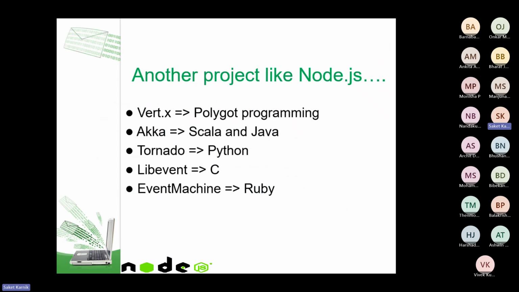There were some other projects also available like Node.js. Some of them might be available even today. So Vert.x, which was based on polyglot programming. Then Akka, which was based on Scala and Java. Tornado, which was completely driven by Python language. LibEvent, which was based on C language. Event Machine, which was based on Ruby, Ruby on Rails, right?